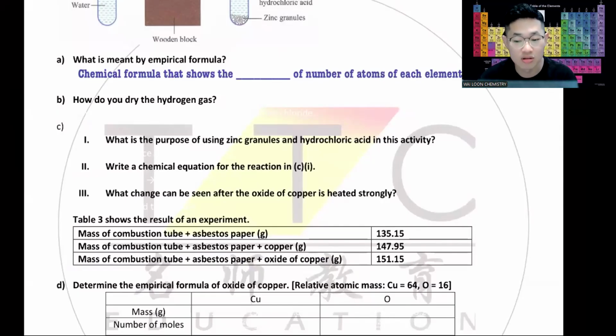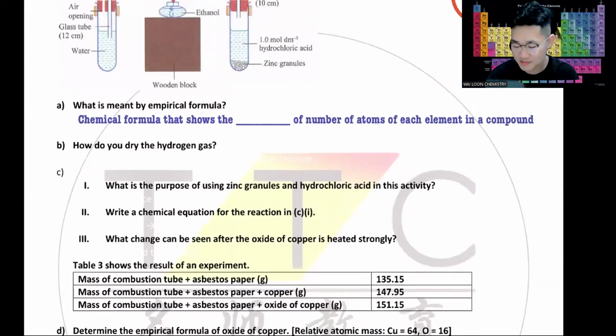Yan Kai, very good. Wailoon, very good. Shinyi, very good. Wow, very good this time. Also, you all only remember the definition for empirical formula, but cannot remember the molecular one just now.